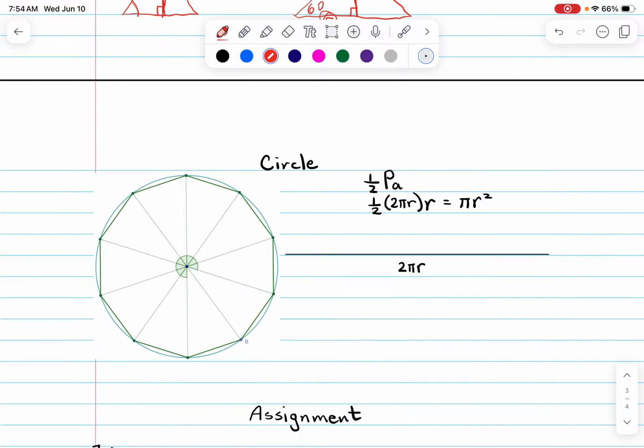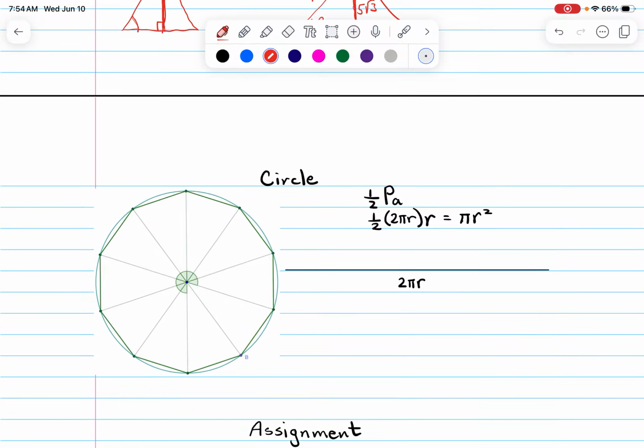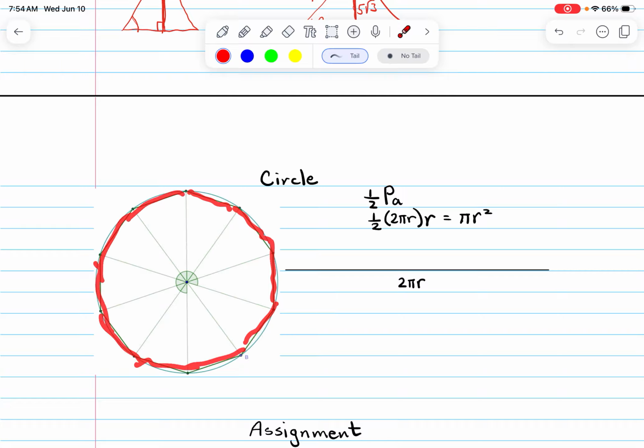Now, I want to transition out of that and show you a connection with the circle. Let's suppose that we have a polygon. Ignore this circle. We just have a polygon in here, and it happens to be inside this circle. And I know the area is calculated as 1/2 the perimeter times A.